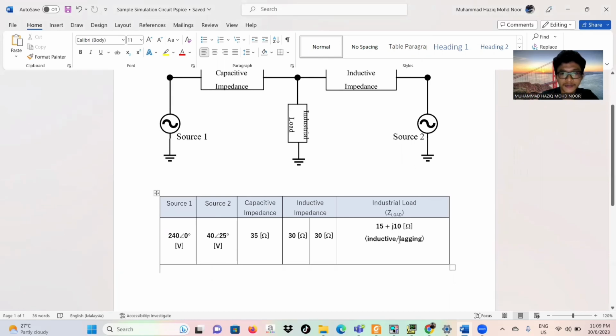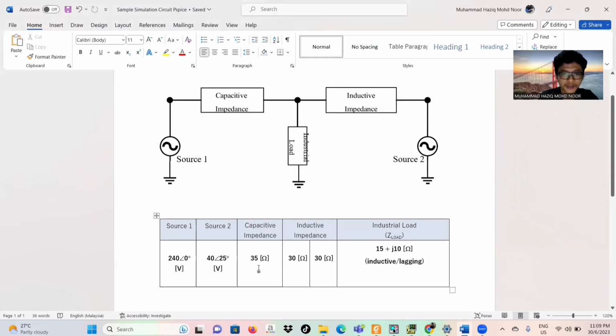These are the details given to us: source 1 is 240 with angle 0, source 2 is 40 magnitude and 25 angle, while the capacitor impedance is 35 ohm and the inductive impedance is 30 ohm real and 30 ohm imaginary J, and the industrial load is 15 ohm real and J10 ohm imaginary.